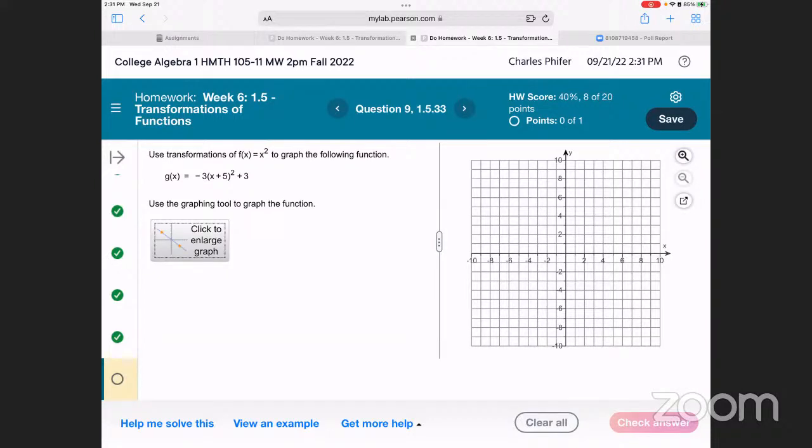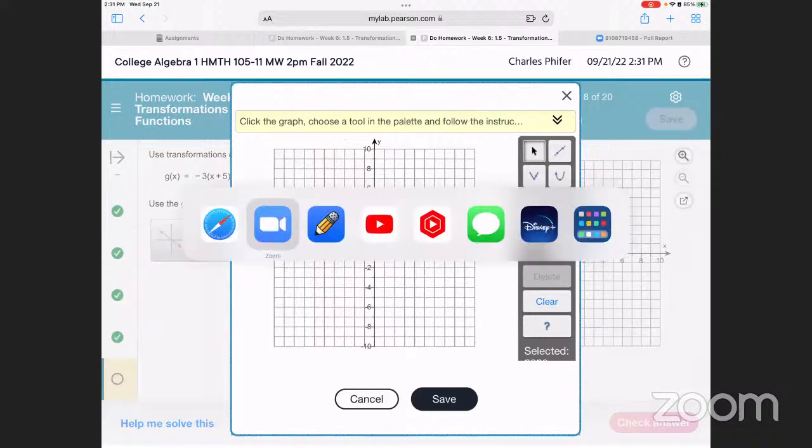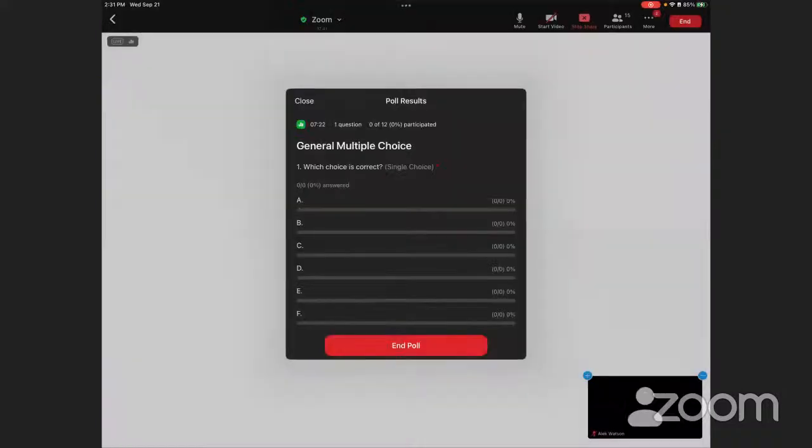Use transformations of x squared to graph this guy. Okay, let's click to enlarge. Let me just check Zoom, see if we got any stragglers. Let me end this poll for right now. That's fine. Let me close.